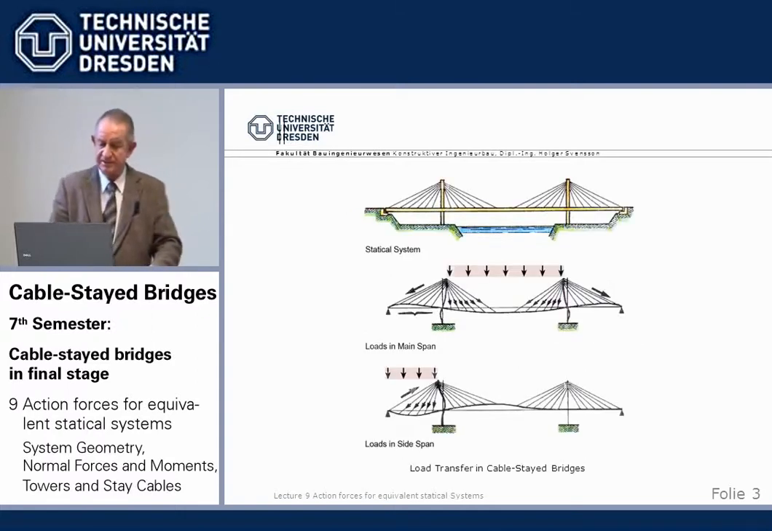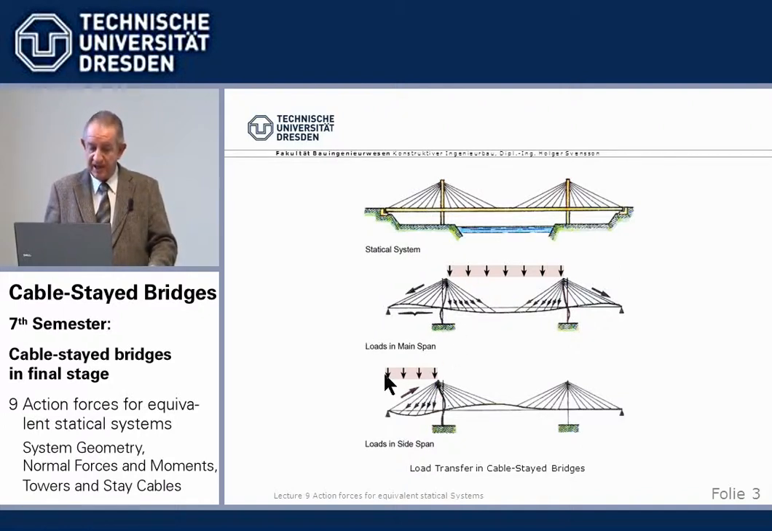Going back to very basic, if we have a typical 3-span cable-stayed bridge, if we load the center span, then the loads are transferred by the stay cables to the tower head, and from there they are anchored by the backstay cable in the hold-down abutments. That is the basic flow of forces in a cable-stayed bridge.